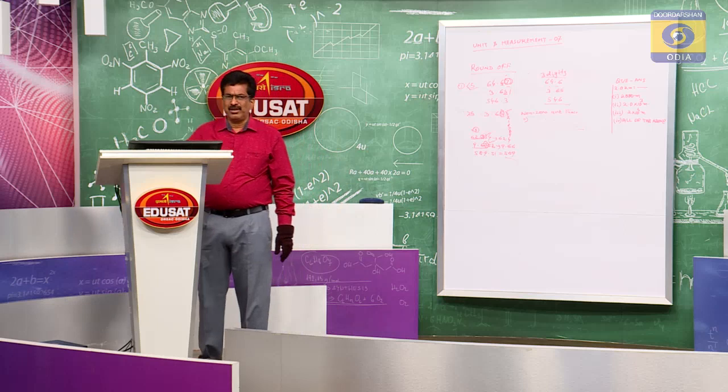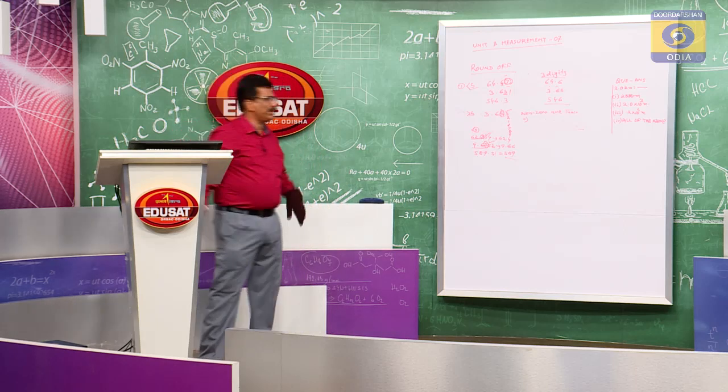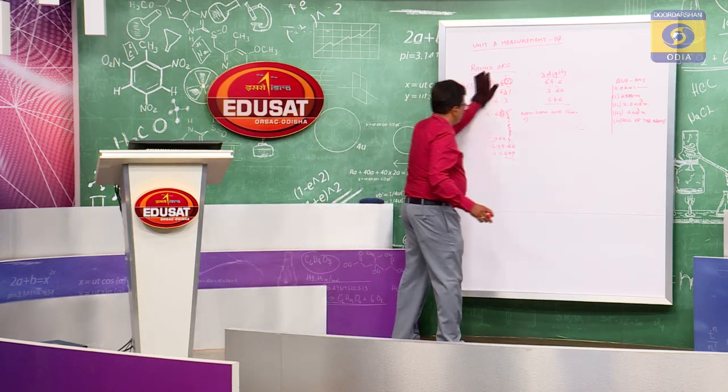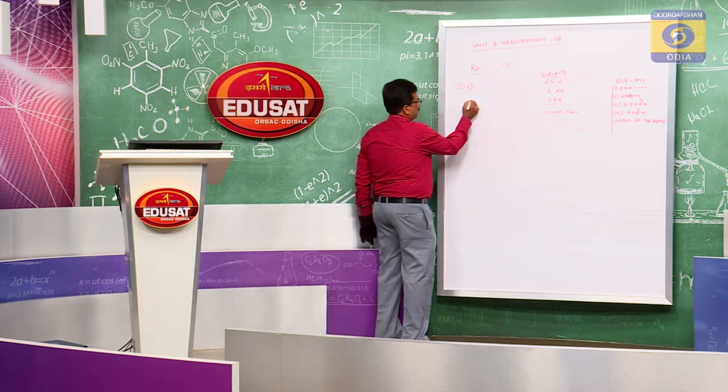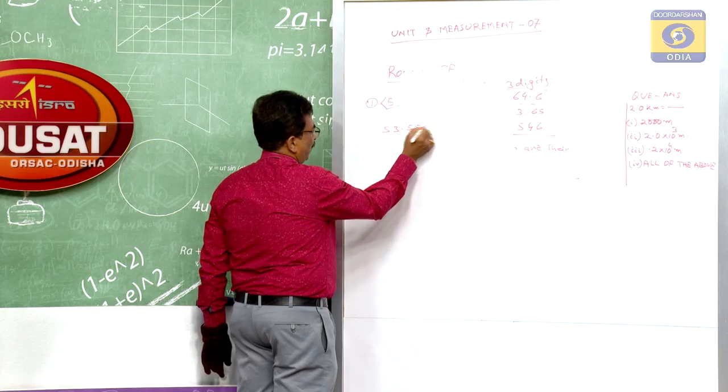If it will have 0 or nothing will be there. Next we will go for 0 or nothing. For the 0 or the nothing, suppose 53.550.